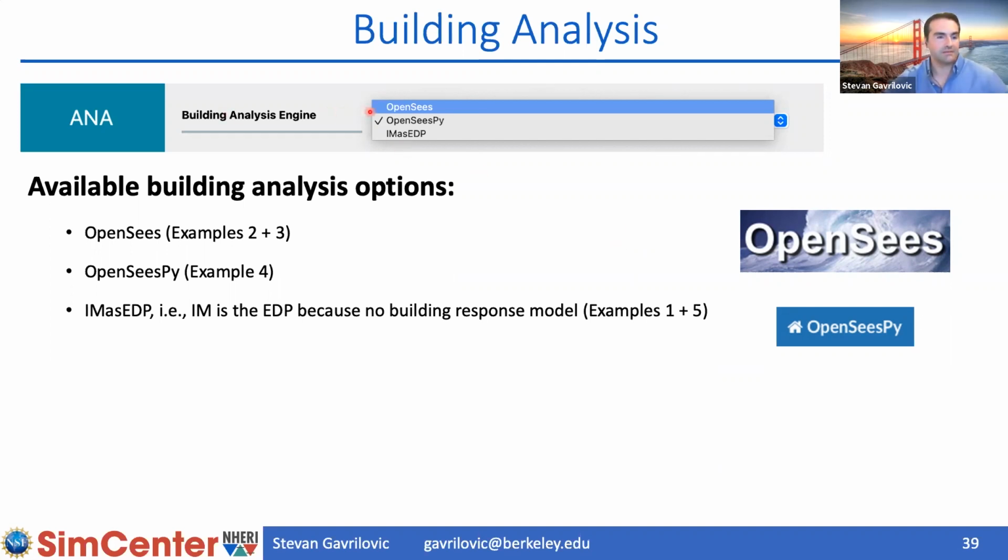So here, all you have to do is, depending on which modeling you use, you select that type of analysis engine. So if you're using MDOF-LU, examples 2 and 3, you're going to select OpenSees. If you're running example 4, OpenSeesPy, here you want to select OpenSeesPy as your analysis engine. Now, if you have no building modeling, you're going to select IM as EDP, which, as the name suggests, just takes an intensity measure, IM, and passes it through directly as if it was an engineering demand parameter, EDP. And this is highlighted in examples 1 and 5.